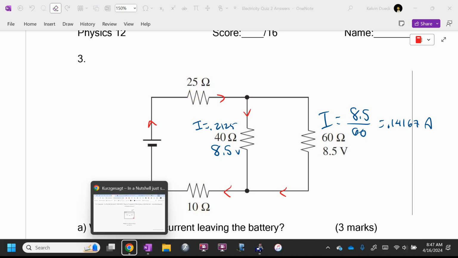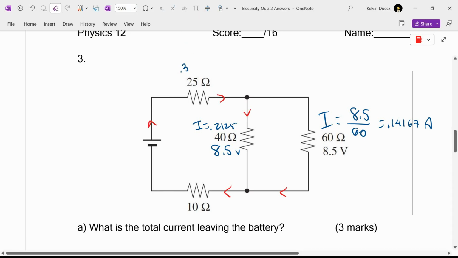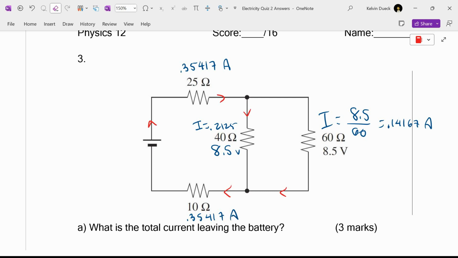So it's going to be 0.2125 plus 0.14167. I get a total current. I'm carrying some extra sig figs, so I don't want to be using this. I would try and avoid, I would definitely not round this off to 0.4, for example. 0.35417 amps. 0.35417 amps. How does that help me?